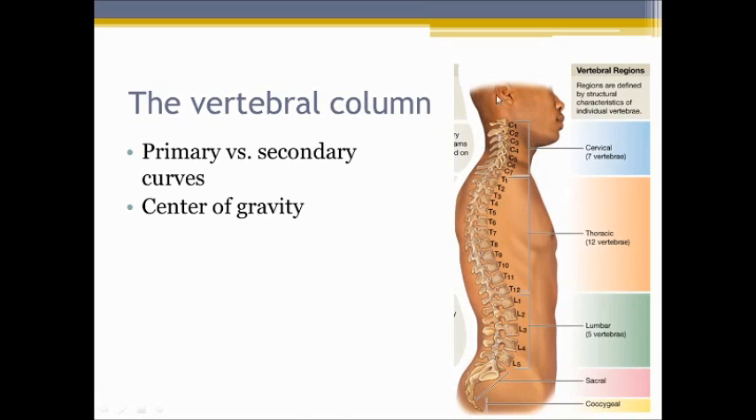So the cervical and lumbar curves are known as lordosis, or lordoses if plural, and a thoracic or sacral curve, the posterior curve versus the anterior curve, is a kyphosis.